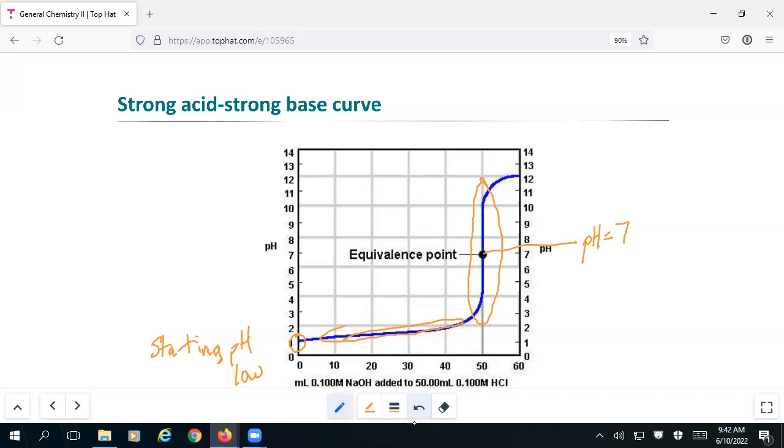And on Monday, our Monday afternoon lab is going to explore these kinds of phenomena more fully. So you'll actually get a chance to do a titration with a strong acid and a strong base and create a curve much like this.